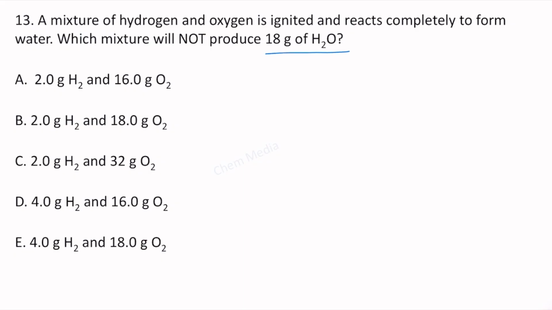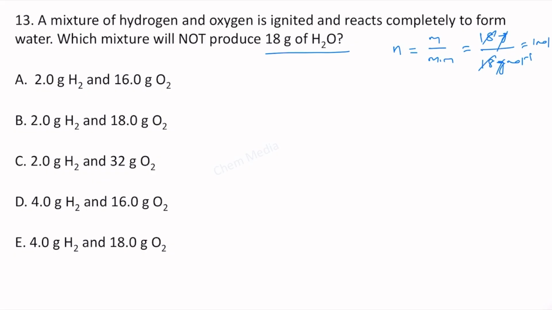In 18 gram of water, how many moles of water will be there? Let us find out that first. We know that number of moles is equal to mass divided by molar mass. What is the molar mass of water? 16 plus 2, 18. 18 gram per mole is the molar mass of H2O. Therefore, 18 gram divided by 18 gram per mole means that it is 1 mole.